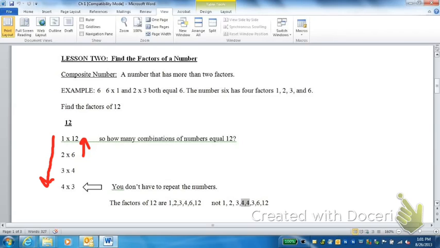Now we don't want to repeat the numbers because we don't use them two times. So we don't want to say 1, 2, 3, 4, 4, 3, 6, 12. I'd be putting 3 in there two times as well. So we don't want to do that. We just want to use it one time. And that's how we find the factors of a number.